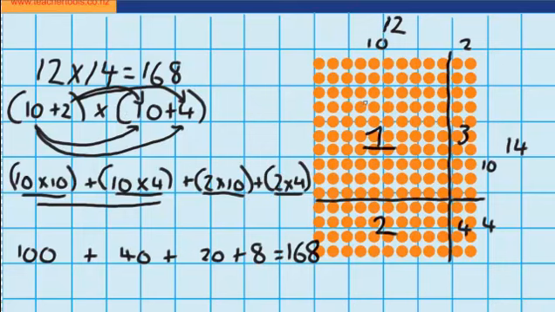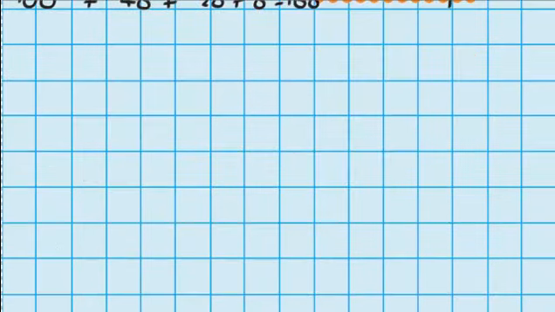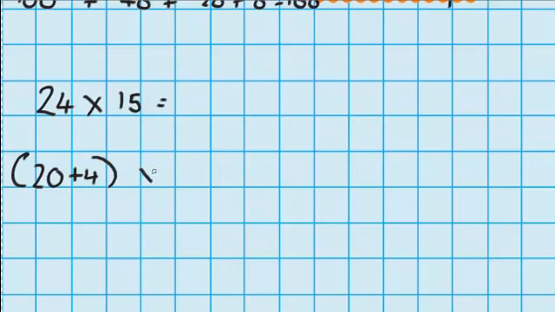Now let's try another example, but this time we won't use an array. Let's try this example here. 24 times 15. Now I'm going to start by splitting those numbers up. I could split them up however I like, but I think it's easy if I split it up into a group of tens and the ones, and then I need to multiply that by this number here, which I'm going to break up into 10 and 5. Let's just do a quick check. 10 plus 5, yep, that equals 15, and 20 plus 4, that equals 24.